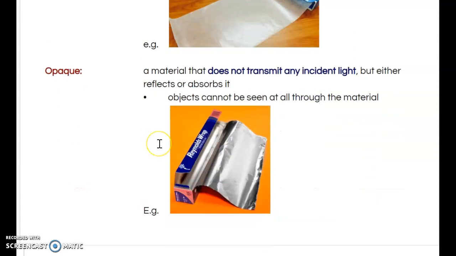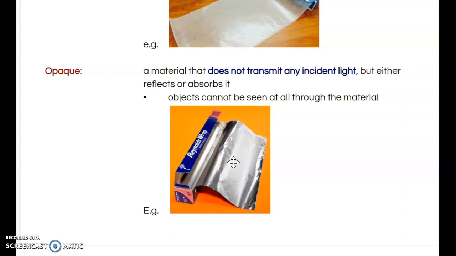And then you have opaque. Opaque materials do not transmit any incident light but either reflect or absorb light. I have aluminum foil here, but it could be a coffee cup. You look at a coffee cup, you can't see through it. That means light is not passing through the coffee cup or the aluminum foil; it's either being reflected or absorbed.